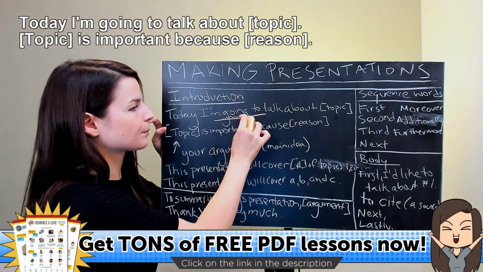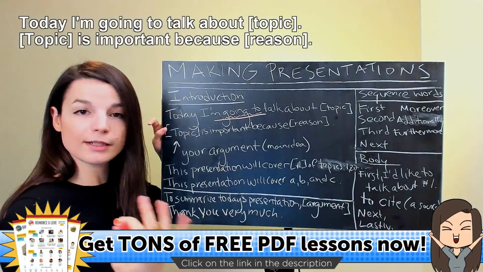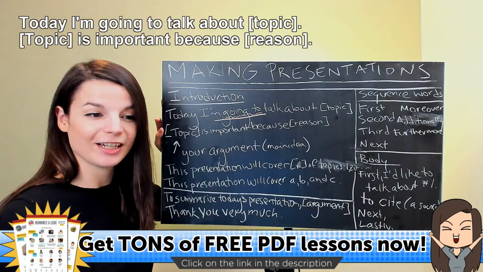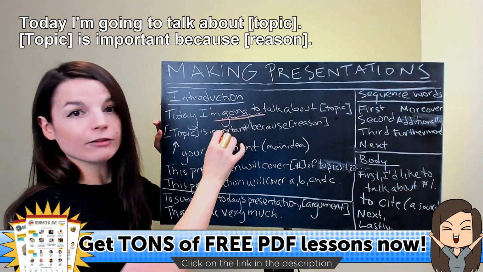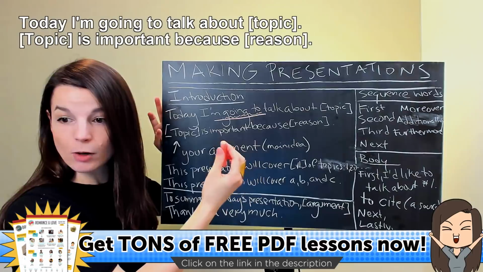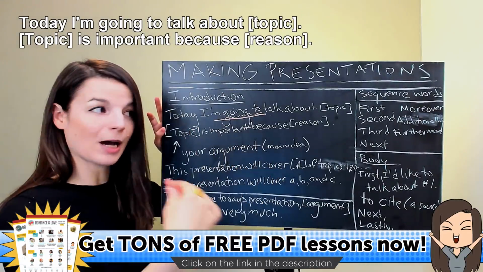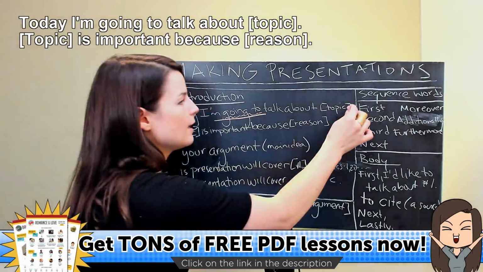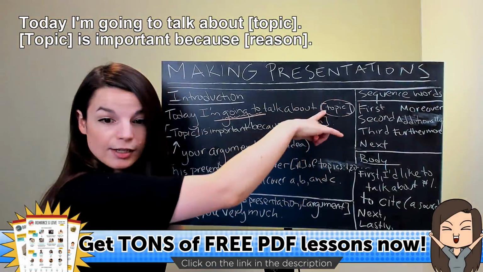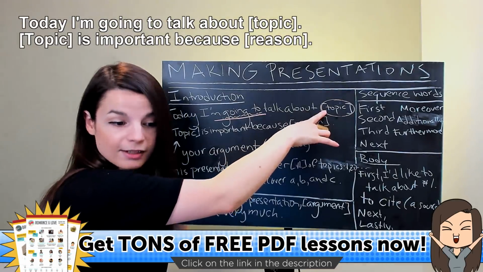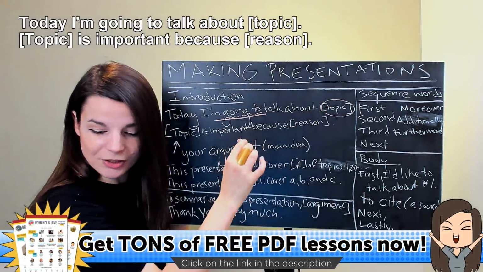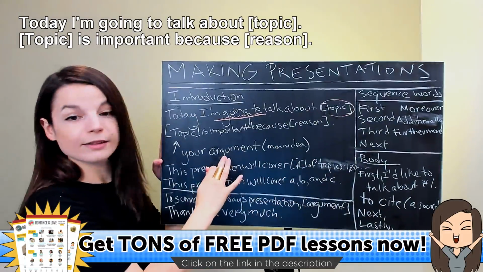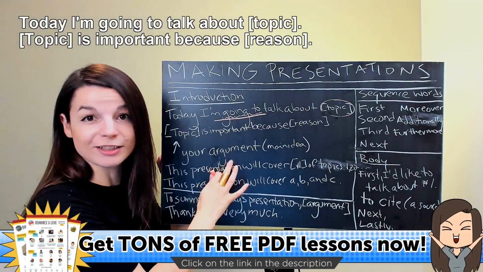This part, I'm going to, you might hear people say, today I'm gonna talk about making a presentation. So you can say it clearly if you like. You can reduce it as well. I'm going to talk about making a presentation. I'm going to talk about cooking. I'm going to talk about sales. So this is your topic. Your presentation topic comes at the end of this sentence. This part I'll talk about later is called your argument. I'll talk about it just a little bit later though.